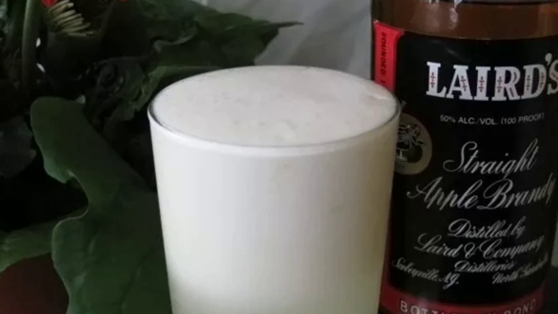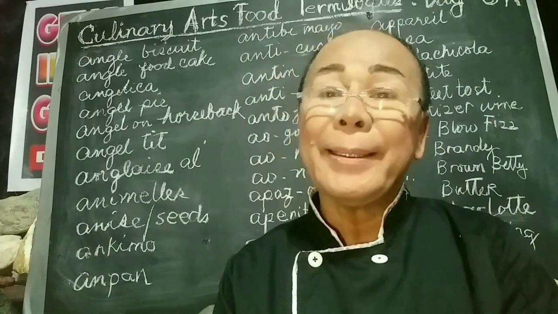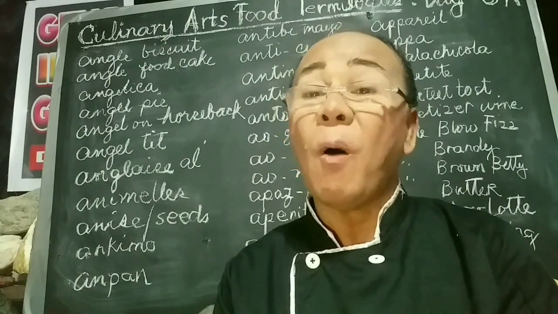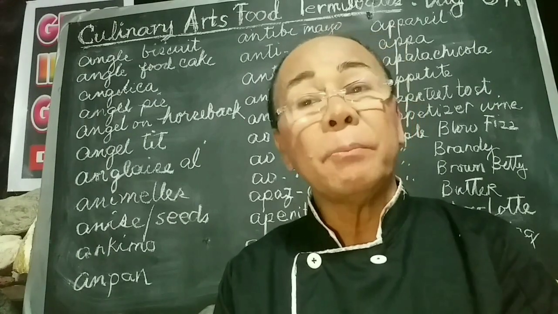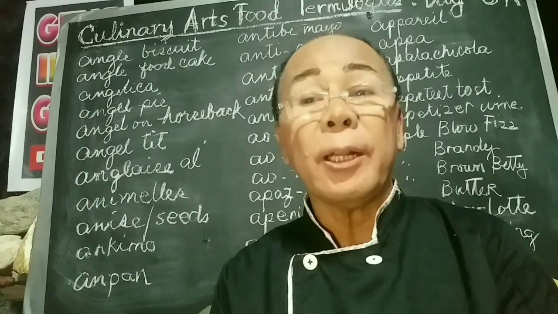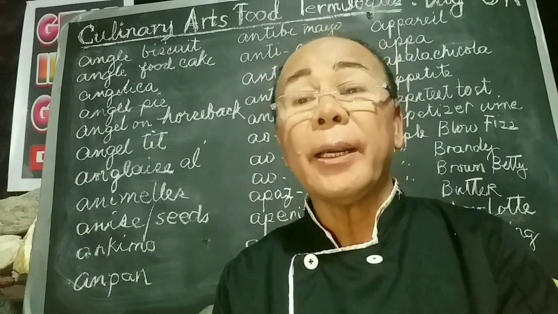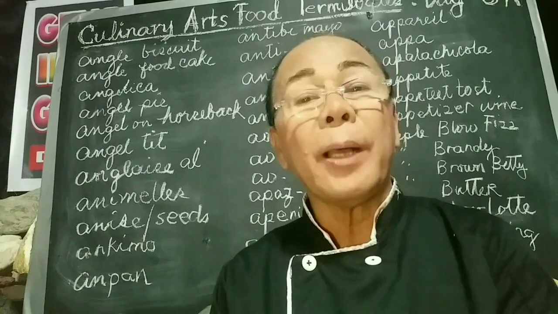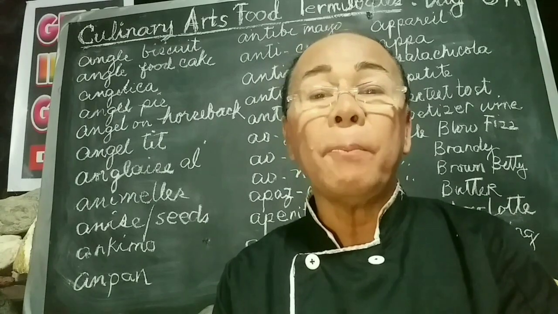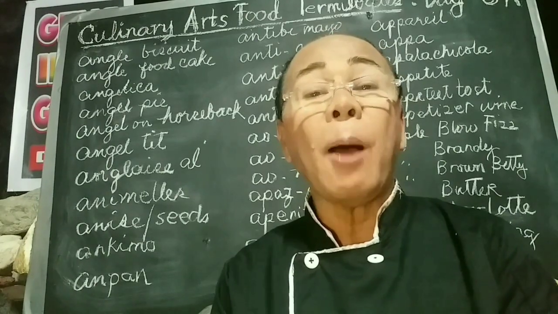Next term we have the apple brandy. This term refers to a brandy distilled from a mash of cider apples and usually aged in oak casks before blending and bottling. Next word, the term is apple brown betty. This refers to a colonial American baked pudding made of layers of fruit, spices, sugar, and breadcrumbs. Next word, apple butter. This refers to a thick brown spread made by slowly cooking apples, sugar, spices, and cider.